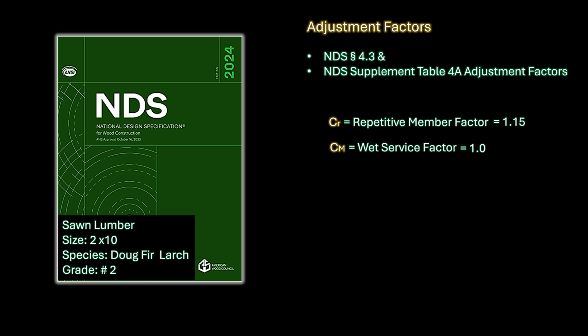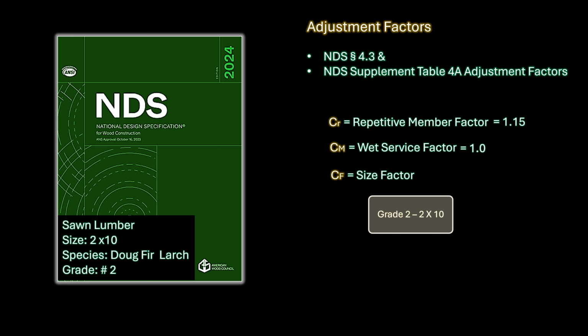The next factor is the size factor, which is denoted as CF. The size factors are also tabulated in the NDS supplement at the section on Table 4A Adjustment Factors. Size factors vary by size and the design value being considered. For a Grade 2 joist that is 2 by 10 in nominal dimensions, the size factor for bending is 1.1. Therefore, we will use a size factor of 1.1.